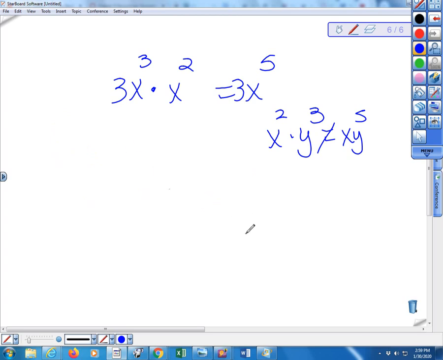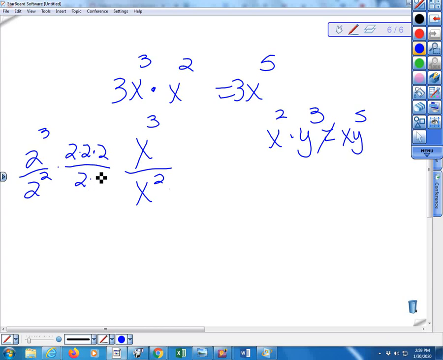Dividing: I have x to the 3rd over x squared. Well, that's the same as 2 to the 3rd over 2 squared. That would be 2 times 2 times 2 over 2 times 2. 8 divided by 4 is just 2, 2 to the 1st power. So what do you think? You subtract. So when you divide, this just becomes x to the 1st power, which I could just write as x.